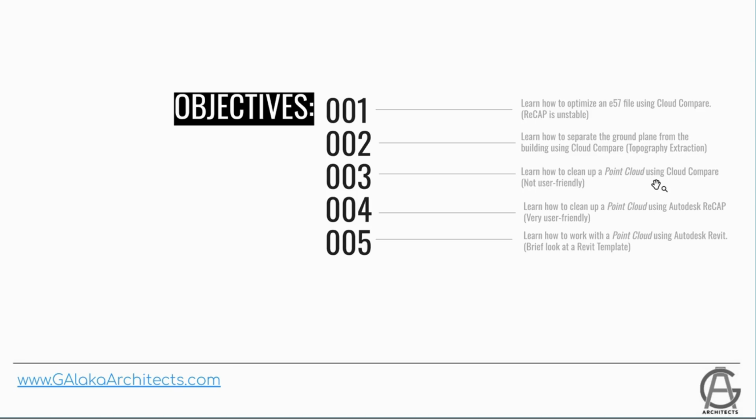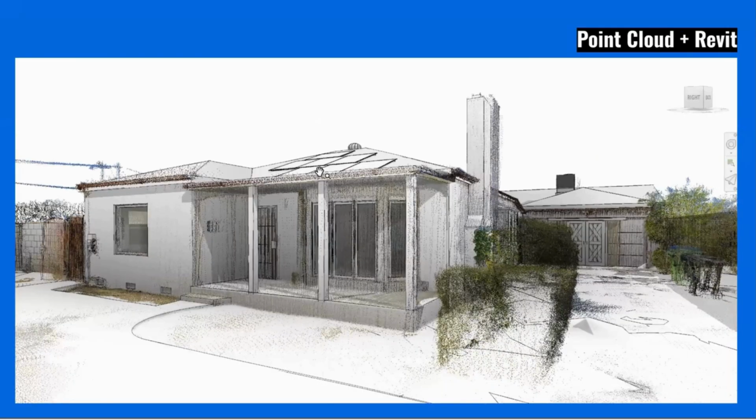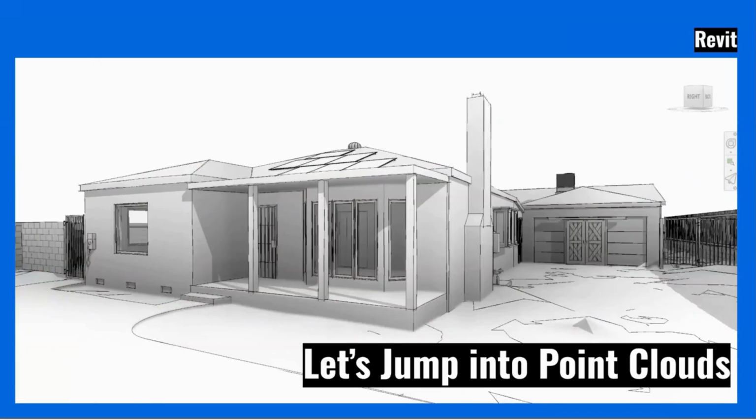I'm also going to show you the workflow of a point cloud in Revit and a brief look at my template. So long story short, I'm going to show you how we can take a point cloud that looks something like this from Realsee, and this is a composite image of the same view with geometry drawn over it, and then the end result is going to look something like this.